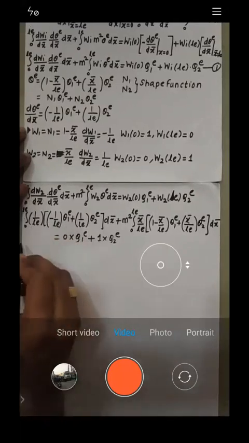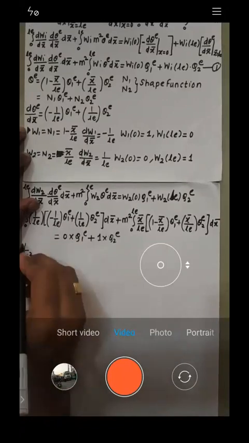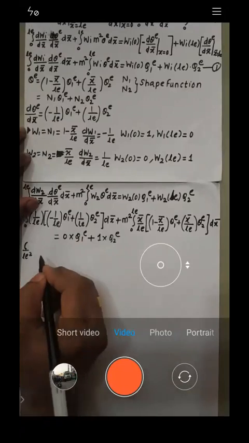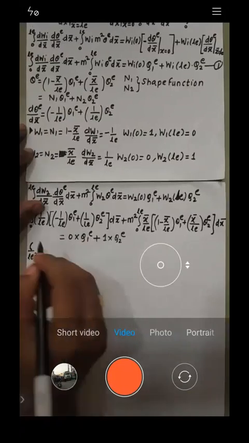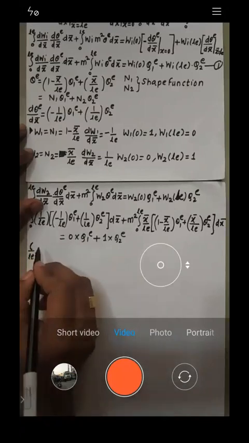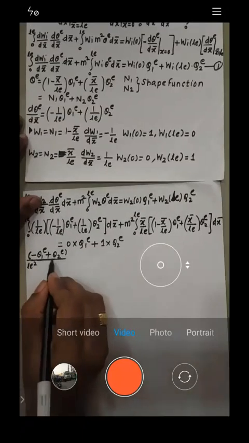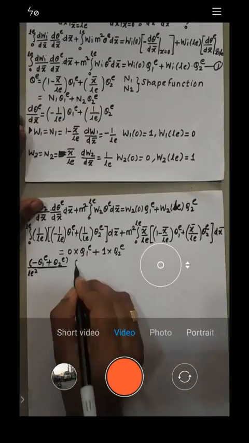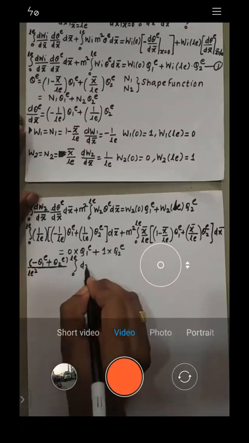So I'll get 1 by LE square. See here, I will get 1 by LE square. Minus theta 1E plus theta 2E. Is it okay or not? Let me know. Yes, sir. Okay. 0 to LE dx bar. It is only remaining.